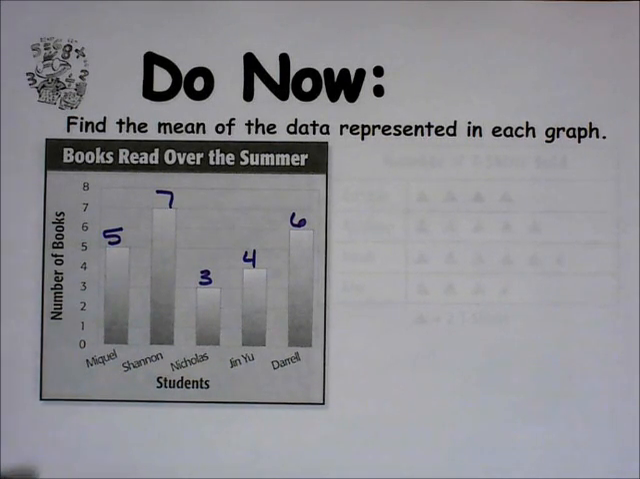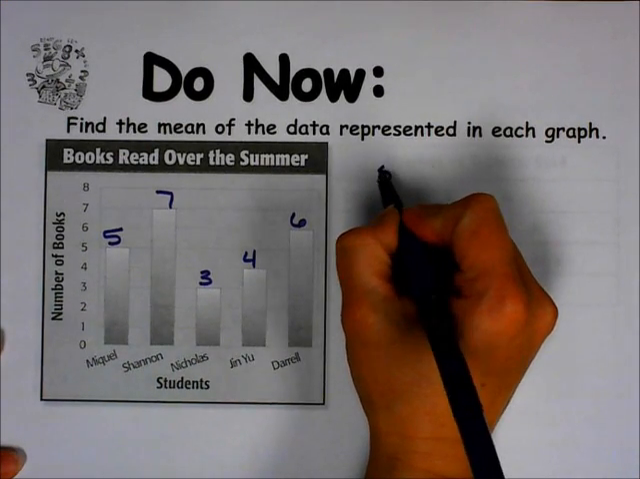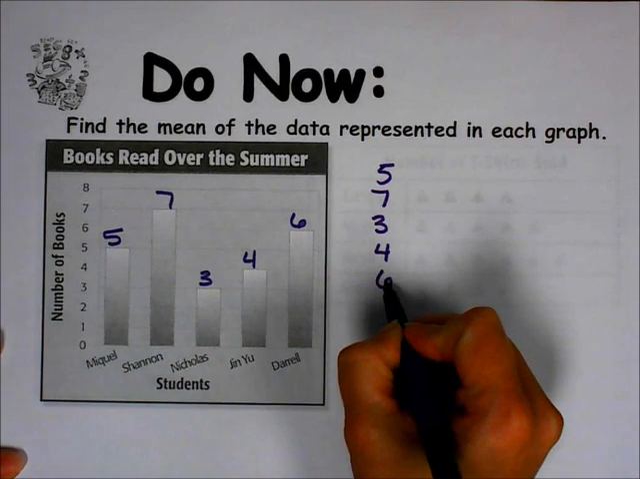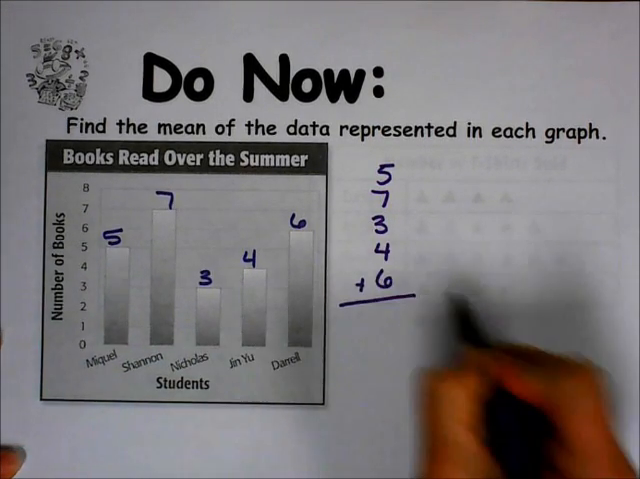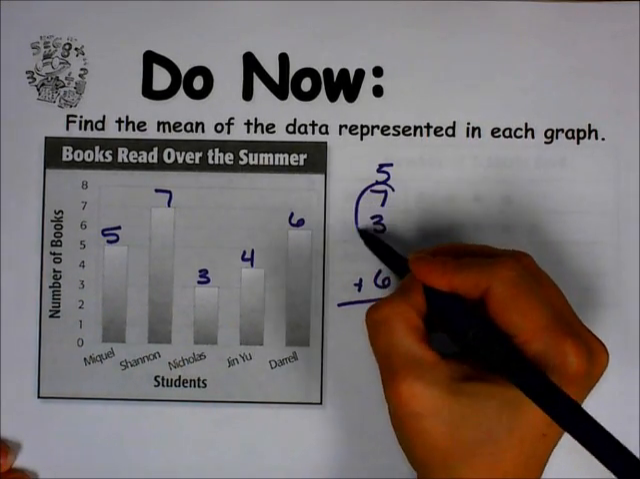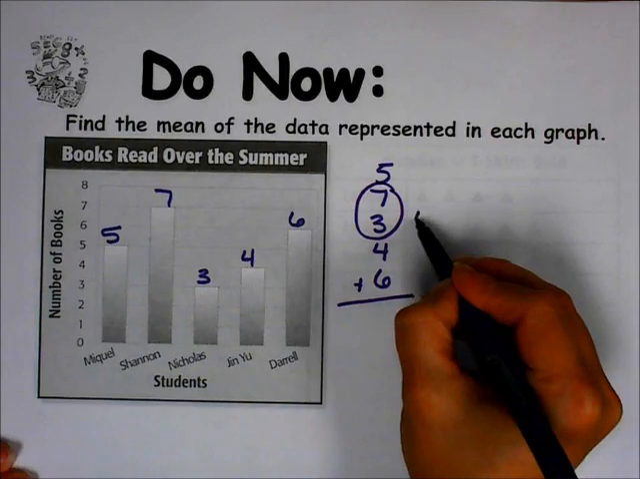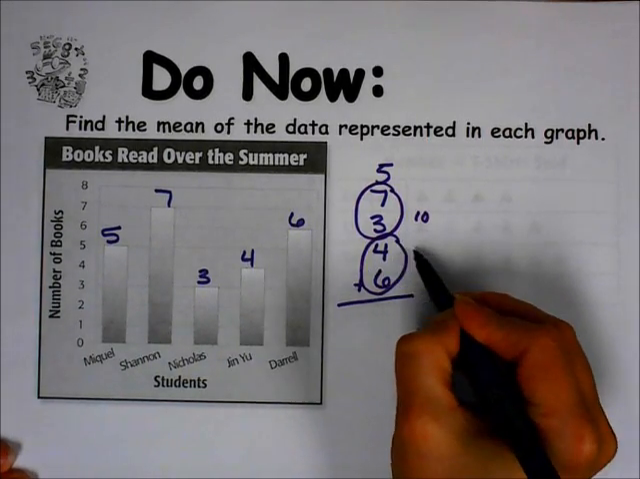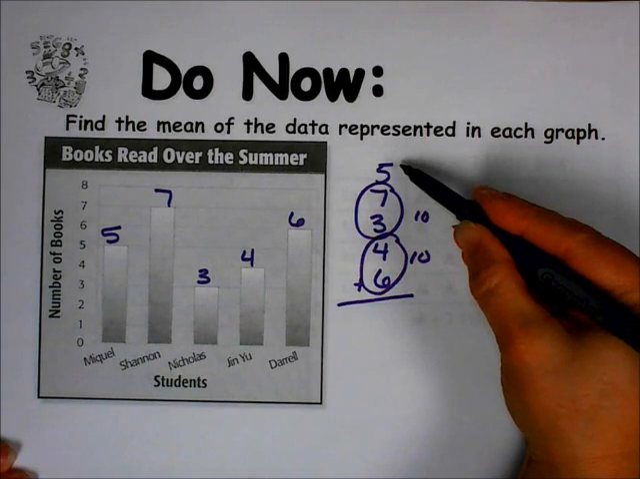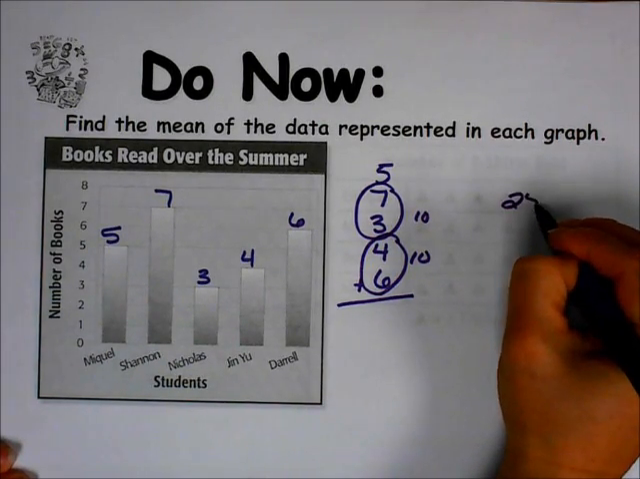So first I need to add up all of the data. 5 plus 7 plus 3 plus 4 plus 6. The first thing I'm going to do is look for numbers that add up to 10. Well, I know that 7 and 3 give me 10, and 4 and 6 give me 10. So 10 and 10 is 20. 20 plus 5 is 25.